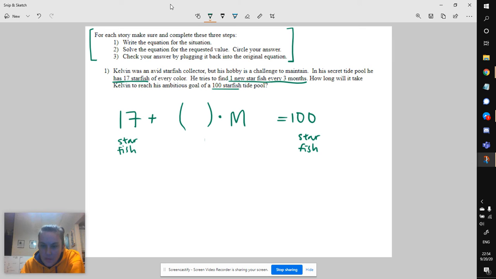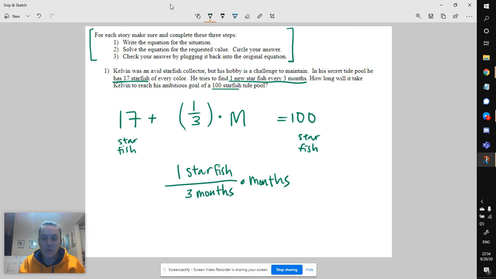Okay, if 3 months go by and we get one starfish, that means we get 1/3 of a starfish every month. So we get 1/3 in January, 1/3 in February, 1/3 in March. So by March, we have one whole starfish, right? And the way I'm going to think about this is one starfish divided by 3 months. So one starfish for 3 months times the number of months should have the unit starfish. And that's why we get to do the 1/3 times m, and it's still starfish.